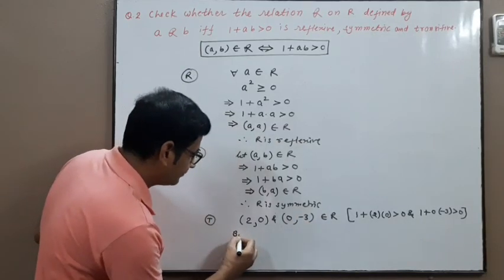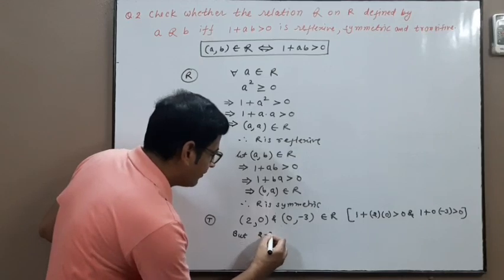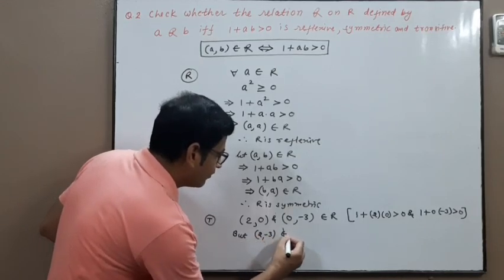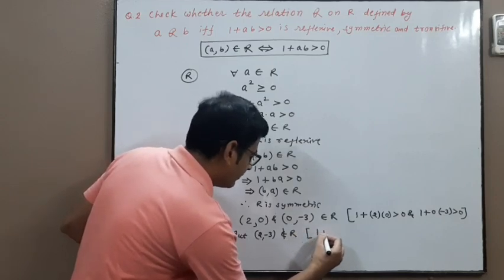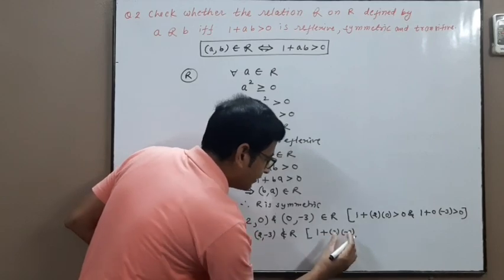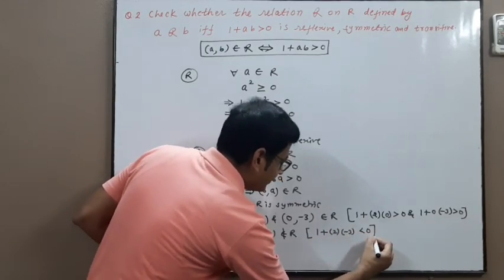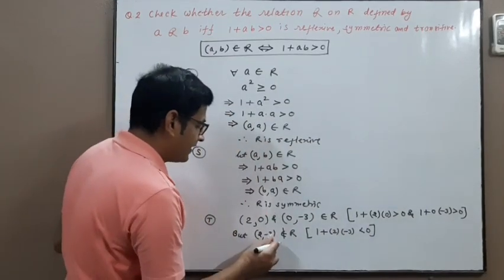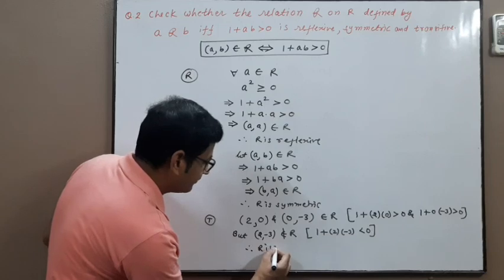But if we take the first and last elements, (2, −3) does not belong to R. Why? Because 1 + 2·(−3) = 1 − 6 = −5, which is less than 0. It means (2, −3) does not belong to R. Therefore R is not transitive.